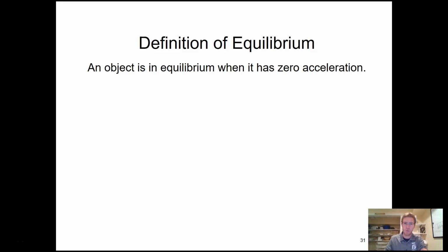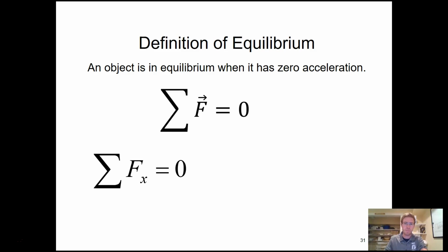So again, equilibrium means the net force is 0 and there's 0 acceleration. So the sum of the forces equals 0, meaning both net force equals 0, forces in the x equals 0, and forces in the y equals 0. So it's really nice. When you have equilibrium, you really get 2 different equations out of that. One for the x direction and one for the y direction.